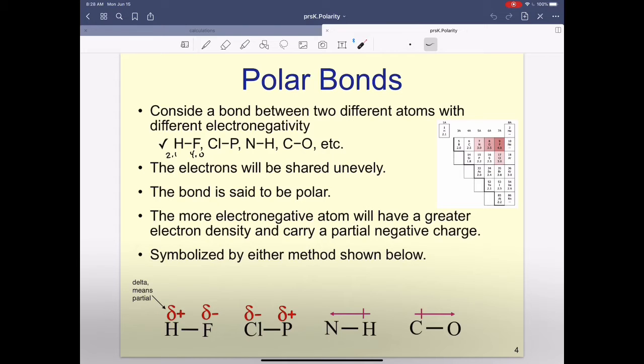Another way to represent polarity is with an arrow over top or overlaid on a bond, in which the point end of the arrow is the negative end and the feather end of the arrow is the plus end. Once again, the more electronegative atom will have greater electron density around it and carry the partial negative charge. Hence, oxygen with a higher electronegativity than carbon will be the negative end.